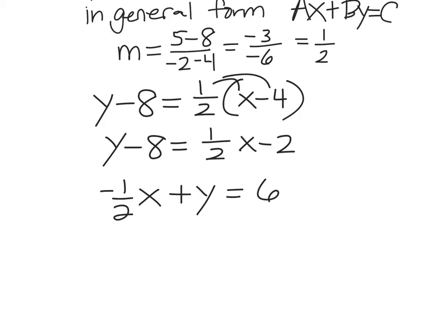So we need to clear out that fraction by multiplying the entire equation by 2. 2 or negative 2, it doesn't matter. Sometimes the book wants you to have that first term positive. I don't mind if it's not, okay? So we'll just multiply everybody by 2. We get negative x plus 2y equals 12. Another acceptable answer would have been x minus 2y equals negative 12. Okay? And that's it. That's our general form.